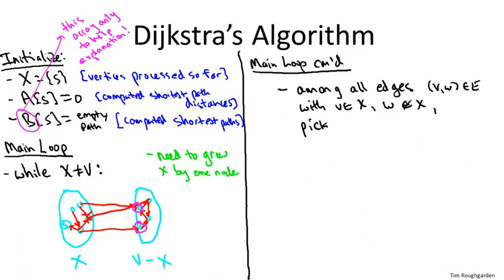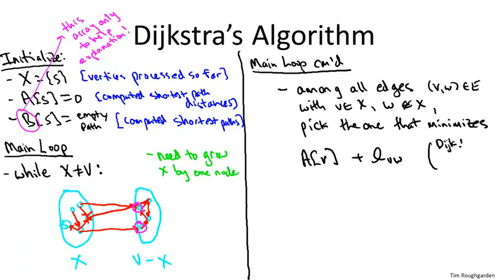So among all crossing edges with tail on the left side and head on the right side, we pick the edge that minimizes the following criterion: the shortest path distance that we previously computed from S to the vertex V, plus the length of the edge that connects V to W. So this is quite an important expression, so I will call this Dijkstra's greedy criterion.